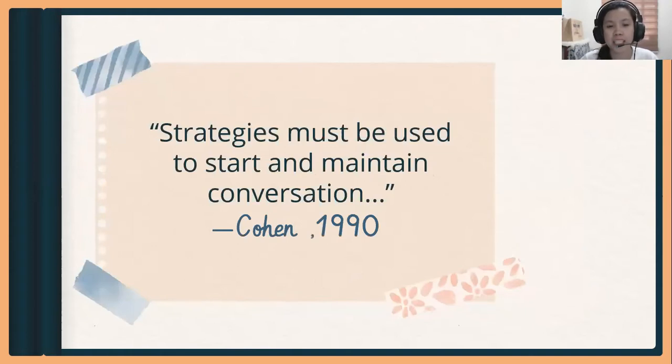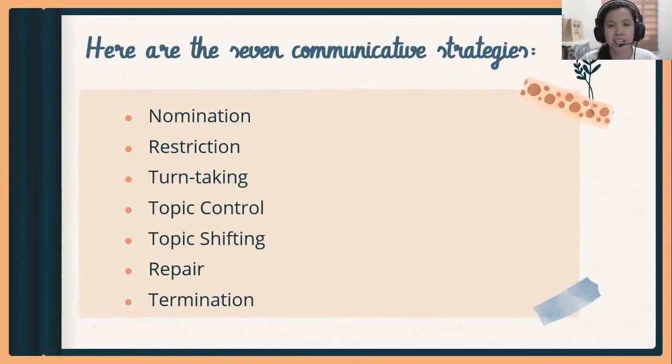According to Cohen in 1990, strategies must be used to start and maintain conversation. Knowing and applying grammar correctly is one of the essential strategies to maintain a conversation. Here are the 7 communicative strategies. We have nomination, restriction, turn-taking, topic control, topic shifting, repair, and termination. Let's try to understand each strategy.